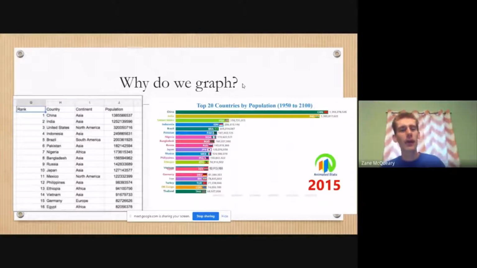Why do we graph? Well, on the left, look at that data table. On the right, look at those bar graphs. Which one would you prefer to use? Probably the bar graph, right? It's pretty, it's easier to read, and you can draw conclusions about it pretty quickly.